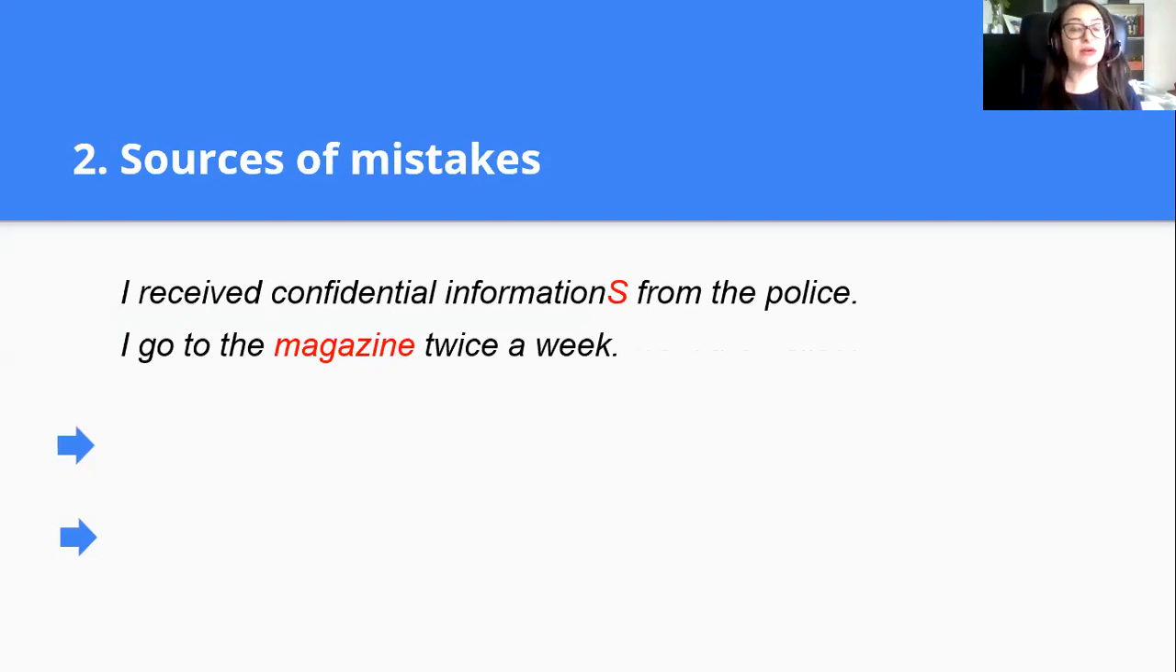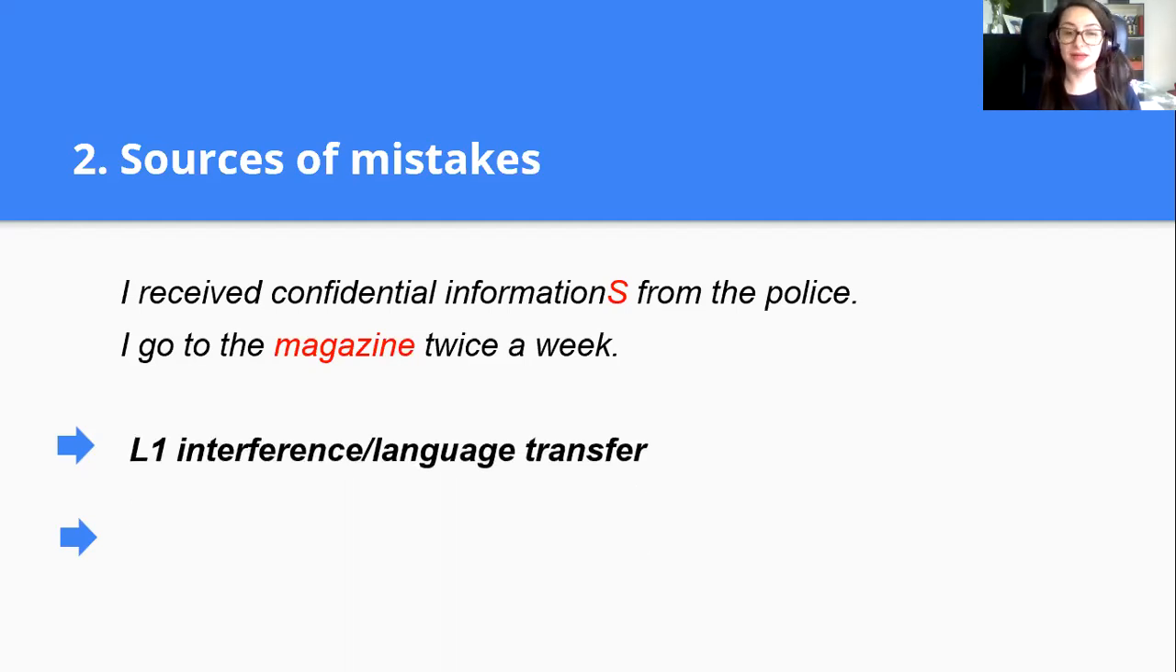So I started asking questions. Well, what kind of place is a magazine? What do you do there? Eventually, we realized that the student wanted to use the word store or a supermarket. Now, can you guess where these mistakes come from? Yes, some of you might be right. It's a language transfer mistake or a first language interference.